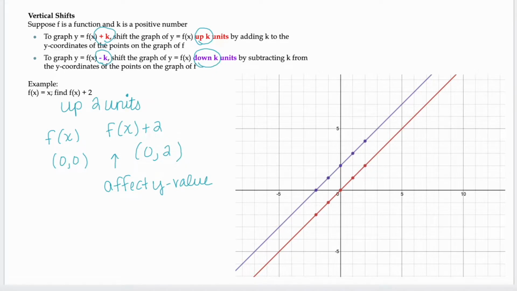So in my picture in Desmos, I graphed f of x equals x, and then I graphed f of x plus 2. My red line is the original parent function of f of x, and my purple line here is the function when I added 2 units to that function. I see in my original point 0, 0, the same point with the translated function now becomes 0, 2. And every single point on my original function line is shifted up exactly 2 units.